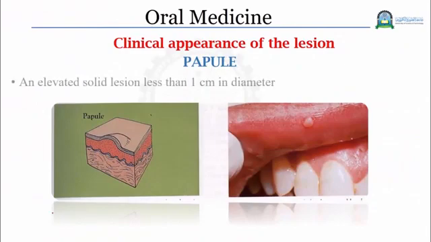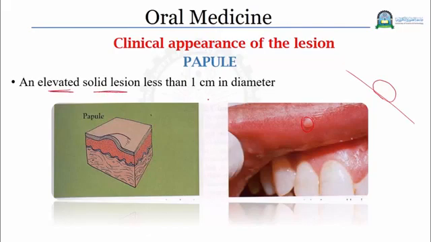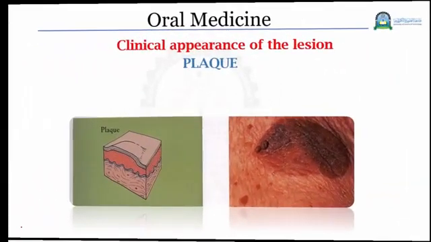The papule is an exophytic lesion. Exophytic means there is an elevation of the lesion. The lesion is not at the level of the surrounding tissue, so it is an elevated solid lesion, less than 1 centimeter in diameter. Solid lesion means that this lesion does not contain any fluid, no pus. We call it a papule. This papule might be diagnosed as a fibroma or another definite diagnosis according to the histopathological findings.